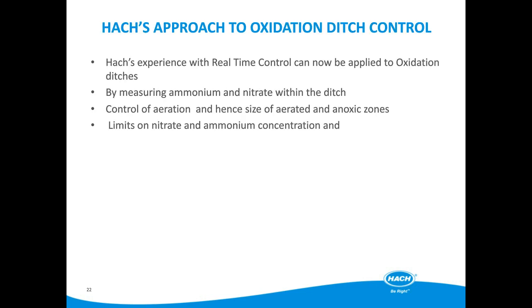HACH's approach to the control of oxidation ditches is to measure the key parameters for consent, that is ammonium and nitrate. By monitoring and controlling these parameters, consent compliance can be assured. The control system can be limited by the DO concentration required by the client and by applying minimum and maximum DO limits to the controller. By controlling the intensity of aeration, the size of the aerobic and anoxic zones within a ditch can be modified to suit the required level of treatment, and to which the key parameter of treatment is required.